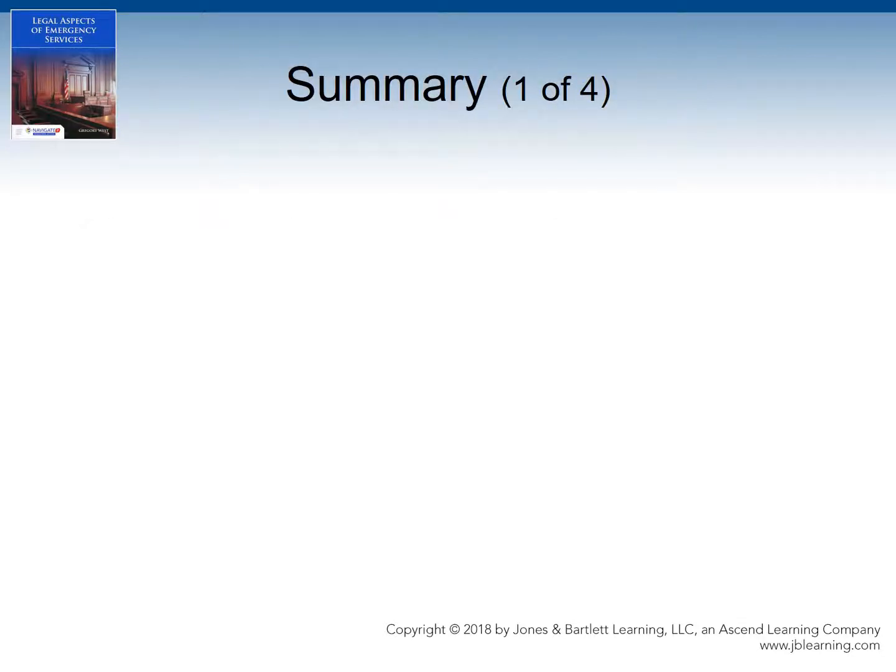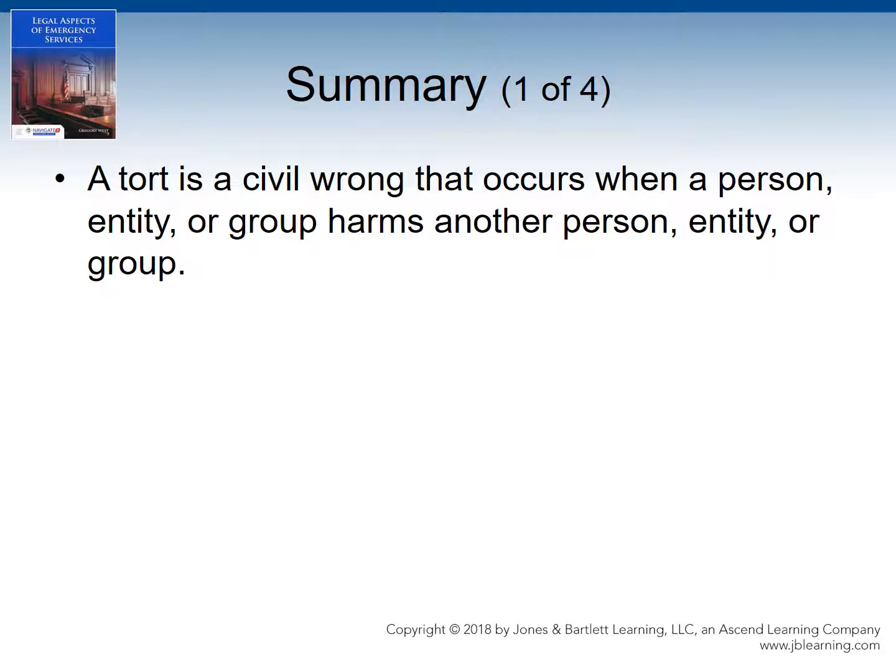With that, we are at the end of the chapter. While I apologize for the length of the presentation, there was obviously a lot of information within the chapter as our laws recognize many civil wrongs, and negligence in particular is a very important topic for emergency services personnel to understand. To summarize the chapter, a tort is a civil wrong that occurs when a person, entity, or group harms another person, entity, or group.